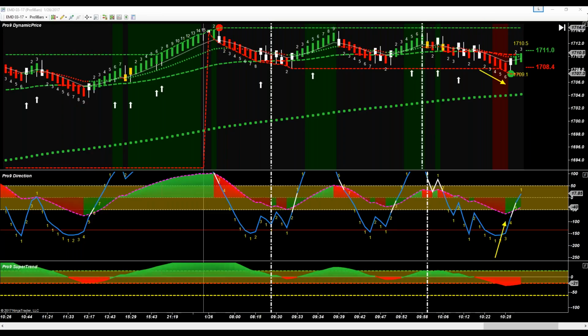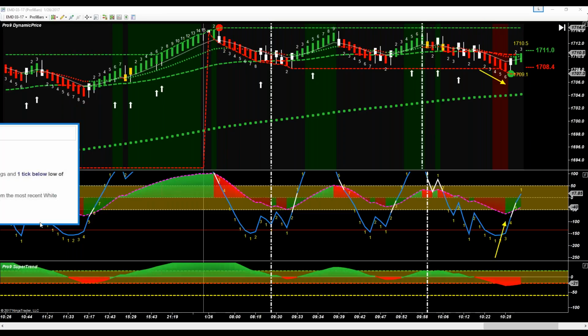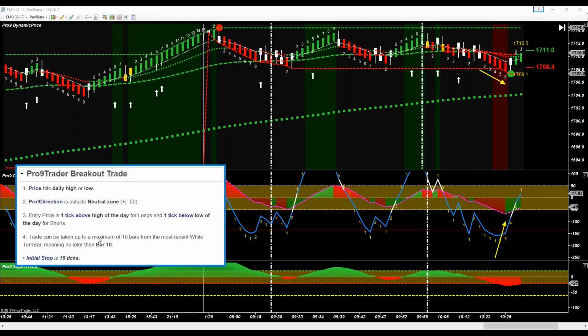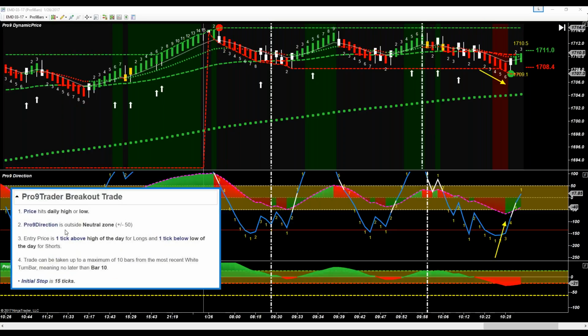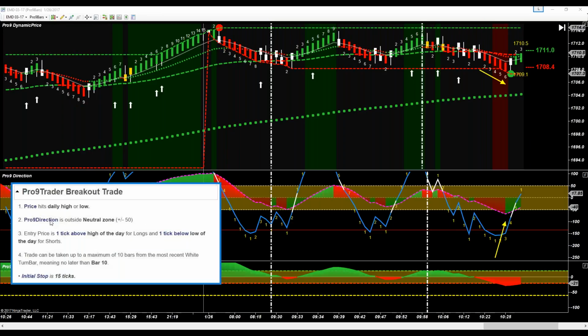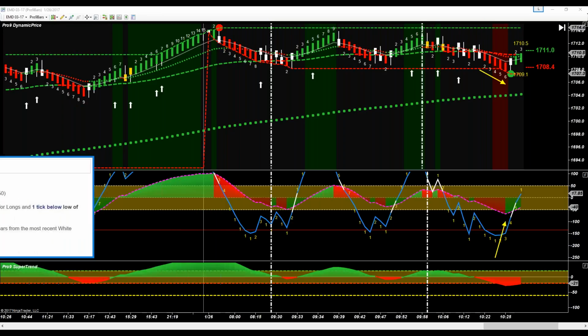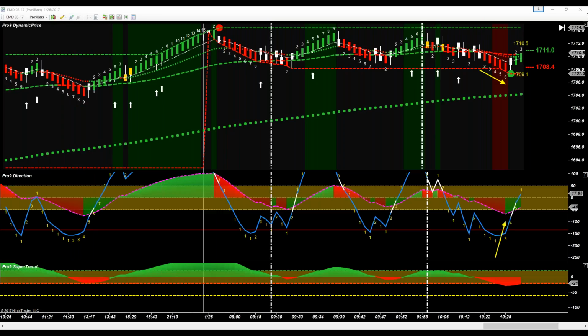Joe K, great question. For the breakout trade, do you need both the blue line and the histogram to be above or below -50? Just the direction histogram. So, as I said before, these are actually an old set of rules. They have been recently updated, and I just haven't downloaded the new version. So this should say Pro 9 direction histogram is outside of the neutral zone. But typically, if you see anywhere where it's just the direction referenced, it's referring to the histogram, and the blue line is usually referred to as the Pro 9 line or the blue line.